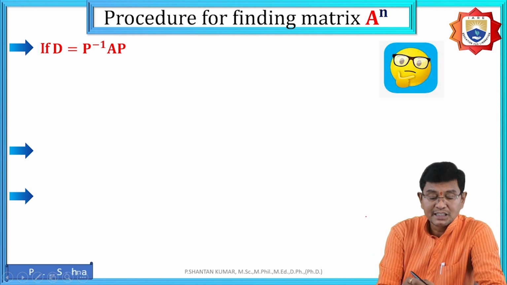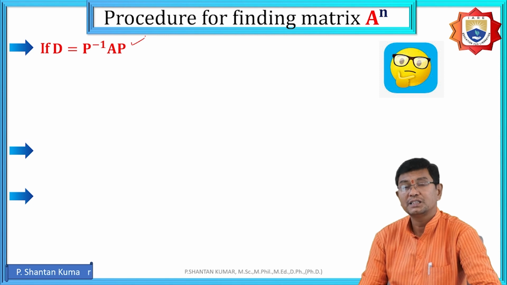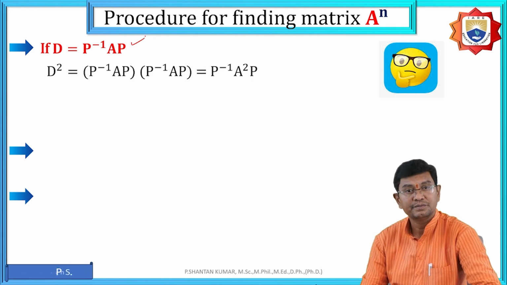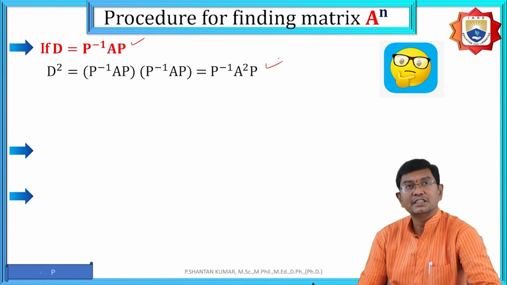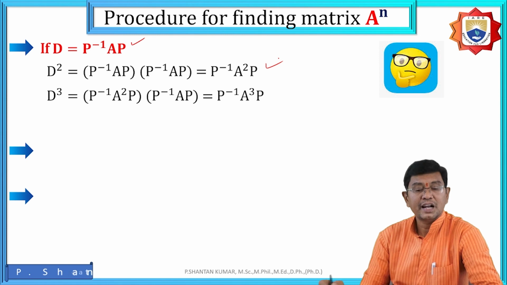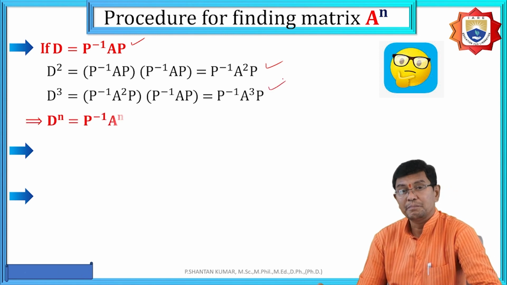Again, as we know, D is equal to P inverse AP. For example, D square, that means D into D, that means P inverse AP into P inverse AP. Therefore, it is P inverse A square P. And similarly, D cube is P inverse A cube P. And in general, D power n.